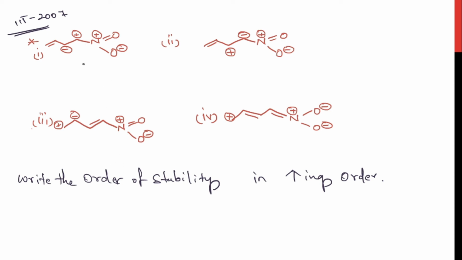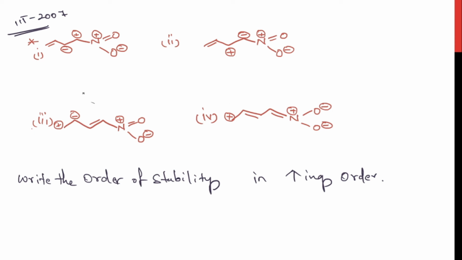First rule is maximum number of bonds. Two pi bonds in the second option, two pi bonds, and two pi bonds. In every structure you can see two pi bonds. So the first rule is not valid in this example, and we'll go to the second rule, which says neutral species are more stable than charged ones. You can't see any neutral species in these four options.